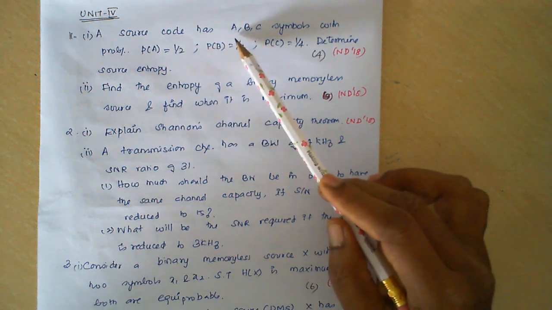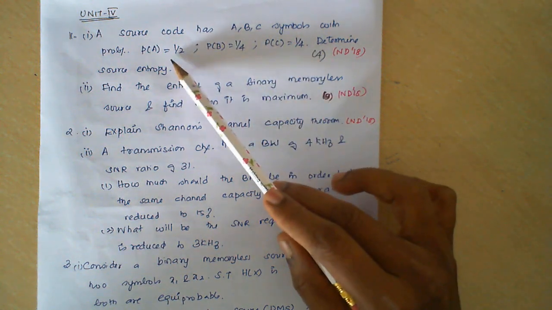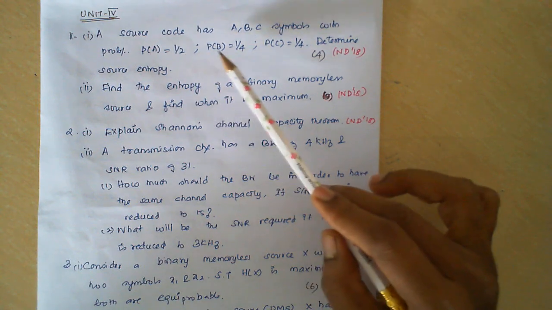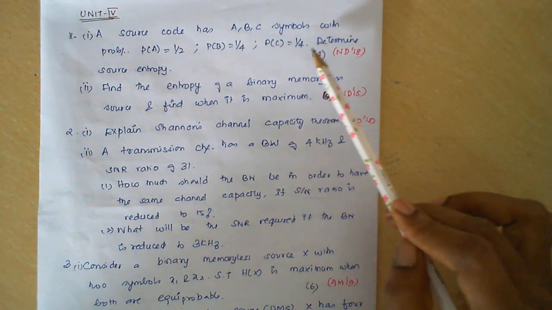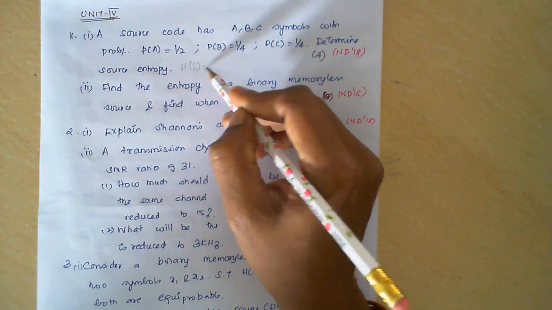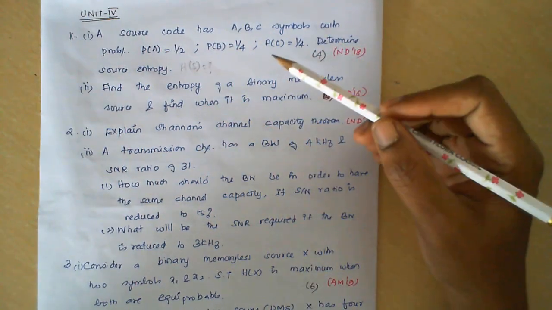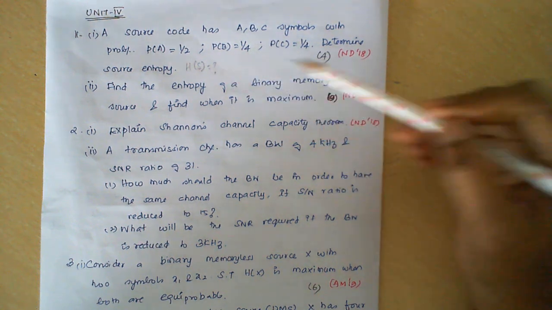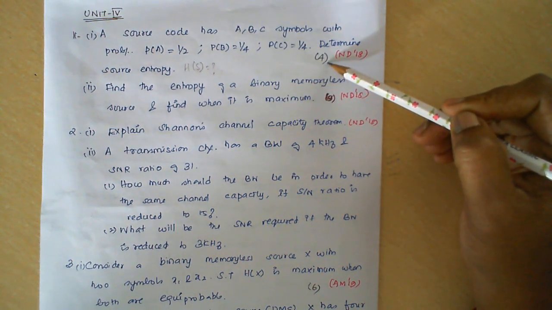A source code has symbols A, B, C with probabilities: P of A is 1 by 2, P of B is 1 by 4, P of C is 1 by 4, and determine the source entropy. They have asked only H of S, not all the efficiency part. They have asked only H of S and this is only a 4 mark question.